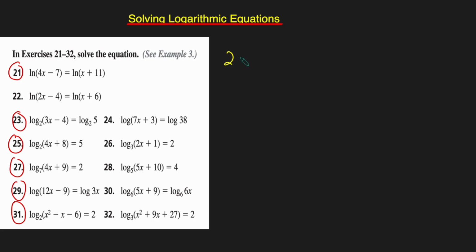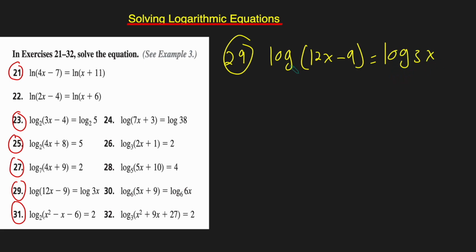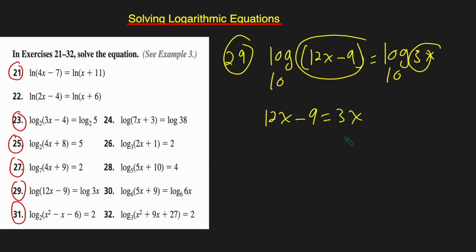Problem number 29. Log base 10 of 12x minus 9 equals log base 10 of 3x. This is known as a common log, and that's why I said it's log base 10. So again, I could raise this to the 10 and raise this to the 10, but it is not going to make a difference because I have the same logs on both sides. So this quantity will equal this quantity. So now I have 12x minus 9 equal to 3x. And I'll move my x to that side, and I'll move my 9 to this side.